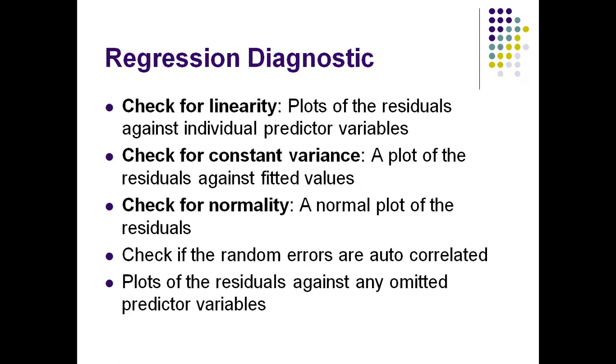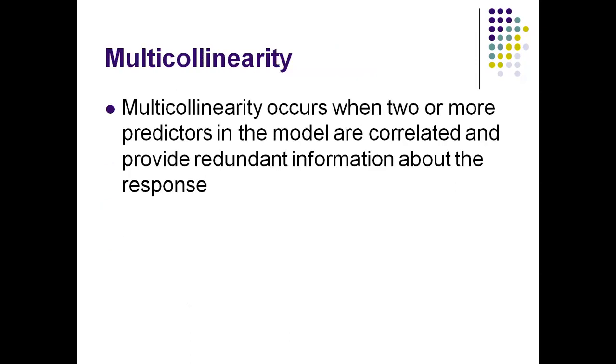And the remaining 2 points, you can do it. That is, check if the random errors are autocorrelated, that is epsilon 1 and epsilon 2. Is there any relation between epsilon 1 and epsilon 2? If you find any autocorrelation, you cannot use ordinary least squares. See, plot of the residuals against any omitted predictor variables: if you guess any predictor variable, you consider the y-axis as the residuals, along the x-axis that predictor variable, and you need to plot it. Now this is the multicollinearity.